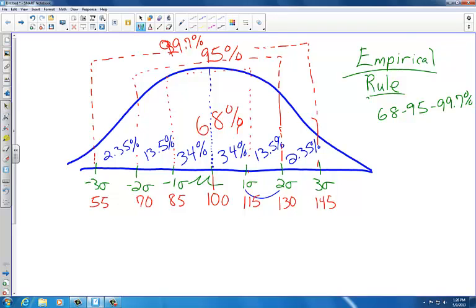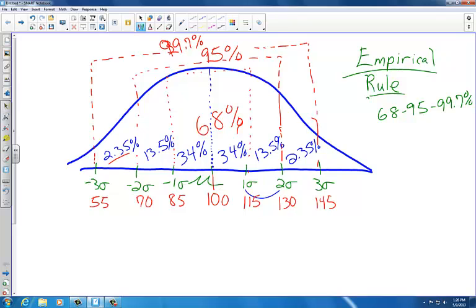Now, suppose I asked you, what percentage of the population can we expect to have an IQ of between 100 and 115? Well, by the empirical rule, that answer would be 34%. If I said, well, what percentage of the population can I expect to have an IQ that's between 2 and 3 standard deviations below the mean? Well, by the empirical rule, that would be approximately 2.35%. So you can see the empirical rule is very, very useful.